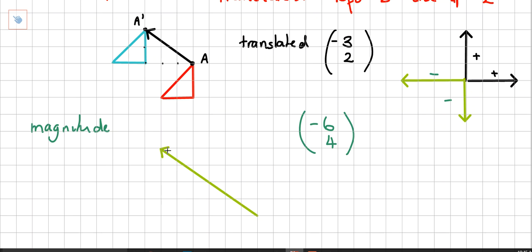I do, I agree with you. Say it properly, like it's meant to be. So multiplying by a scalar quantity.